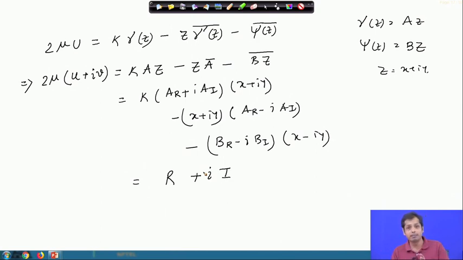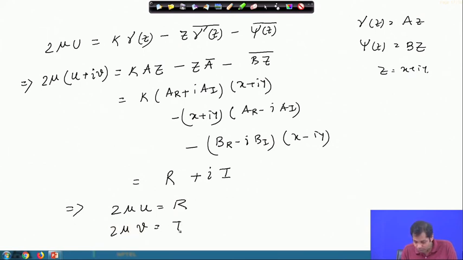Then what is left? Compare the real part and compare the imaginary part. So, this gives you 2 mu u equal to the real part, and then 2 mu v is equal to the imaginary part. So, these two are the equations, equation number 1 and equation number 2 for displacement. Now, the real and imaginary parts are written in terms of some constants. Now, you have some boundary condition specified. If we substitute that boundary condition, we get these constants.